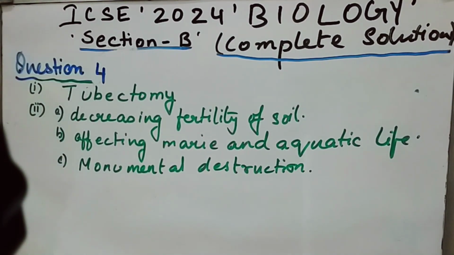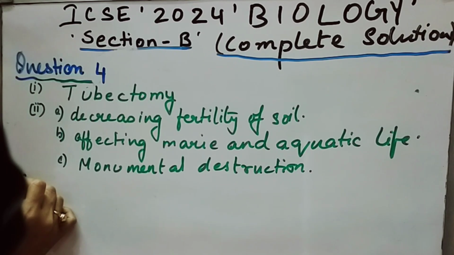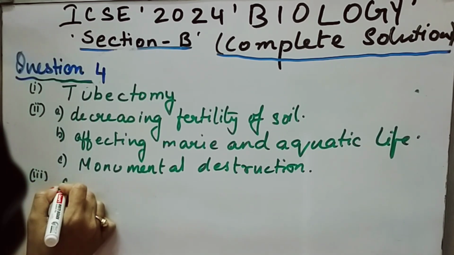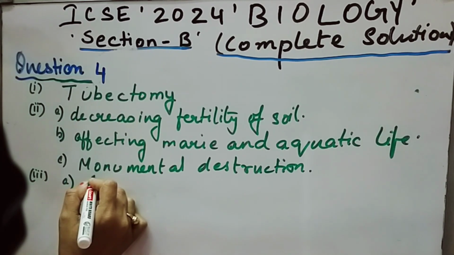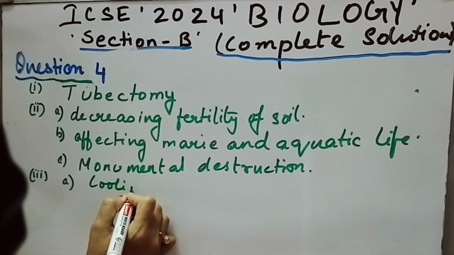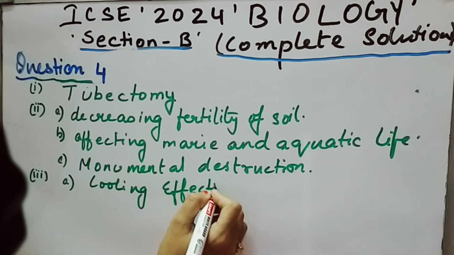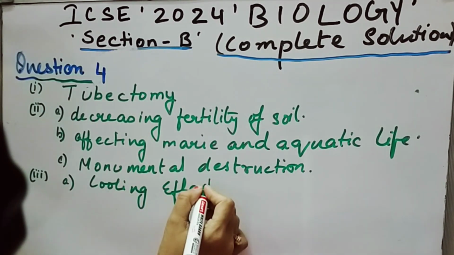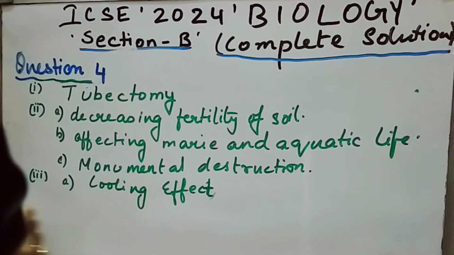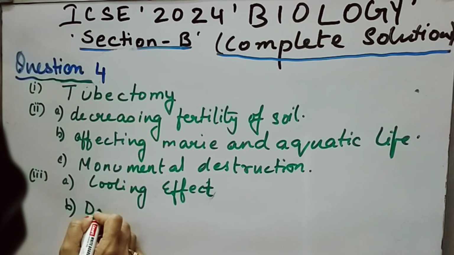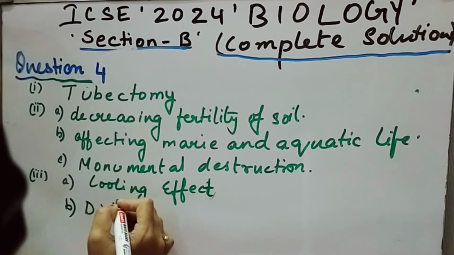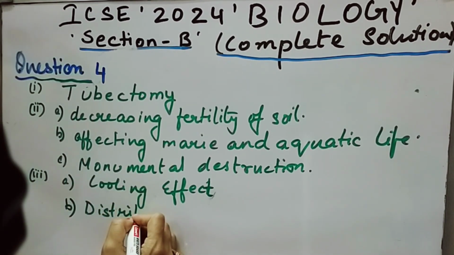Next question, mention 2 advantages of transpiration. So very important advantages, cooling effect. Now transpiration provides cooling effect, you know, that's the most important advantage. Second one, distribution of water and minerals to the different parts of the plant body.